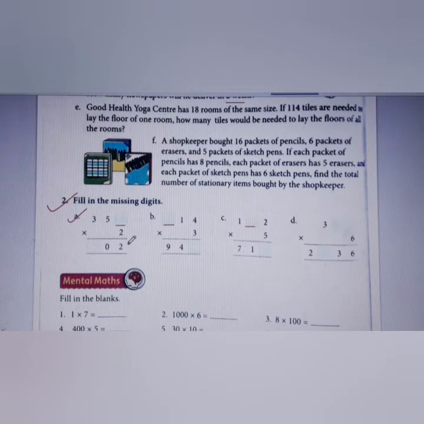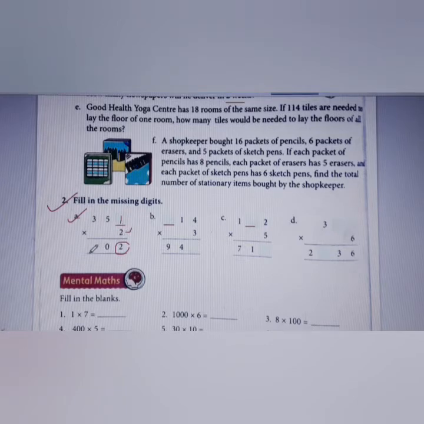In ones place, children, what is given here? We don't know the multiplicand in ones place. So we have to find it. So we have to observe the product in ones place. So what is here? 2. So what will you multiply with this multiplier so that you get 2? We'll multiply 1. 2 ones are 2. So this is how we have filled this missing place.